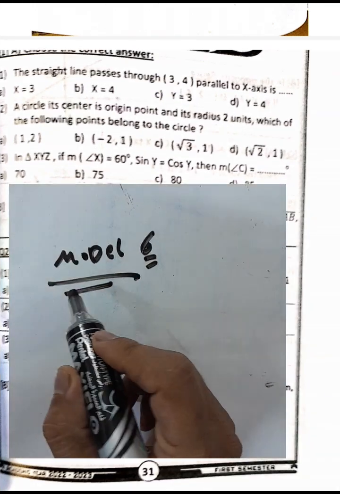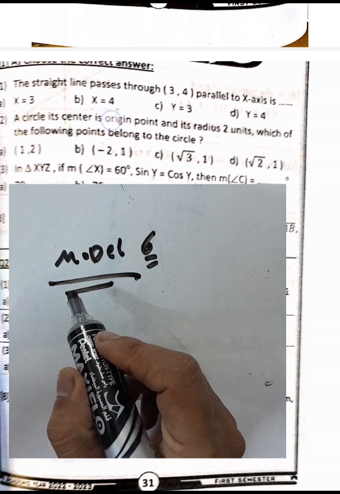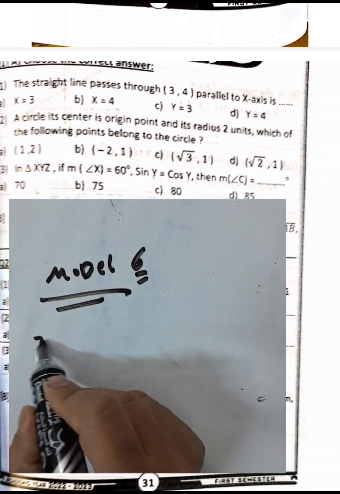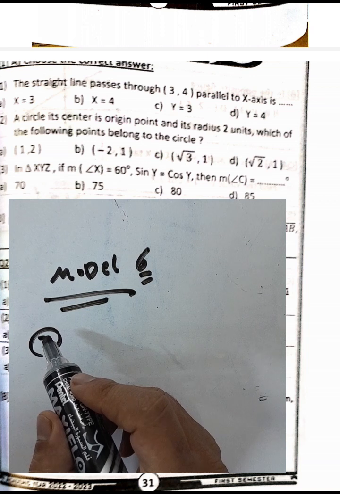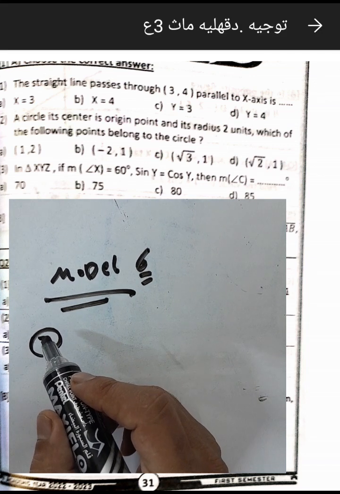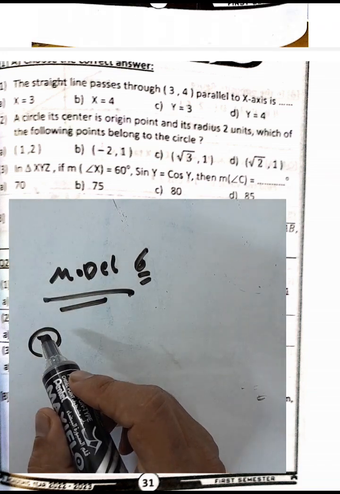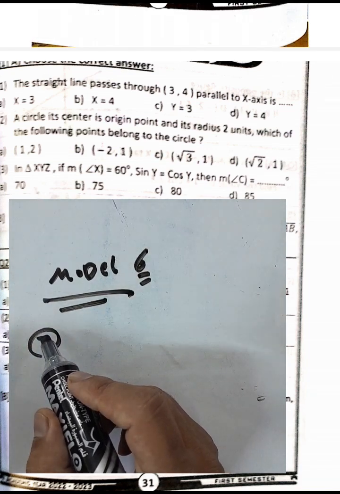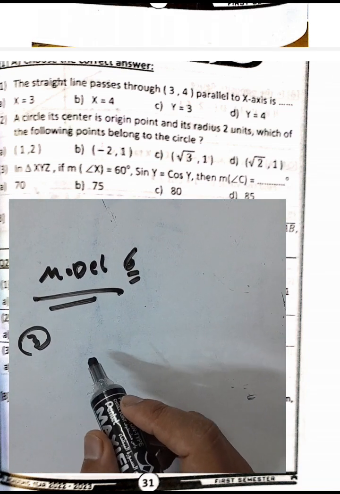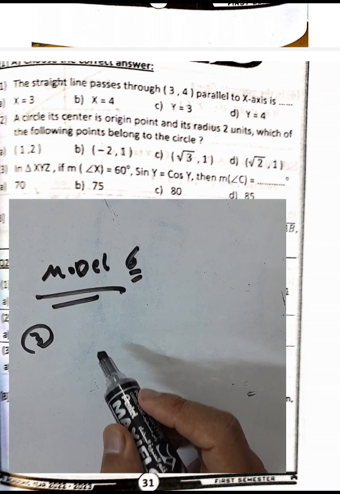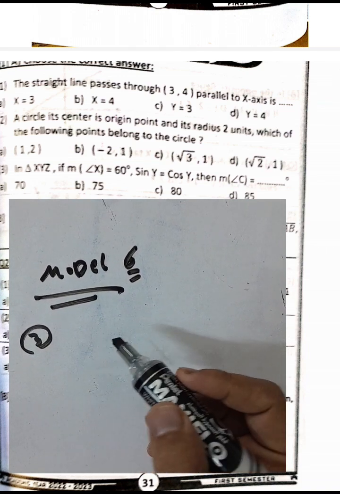Now we will solve the question, number 3. Question number 1, y = 4. Question number 2, the circle passing through the point (root 3, 1). Question number 3, in triangle XYZ, the measure of angle X equals 60 degrees and sine Y equals cosine Y, then find the measure of angle Z.